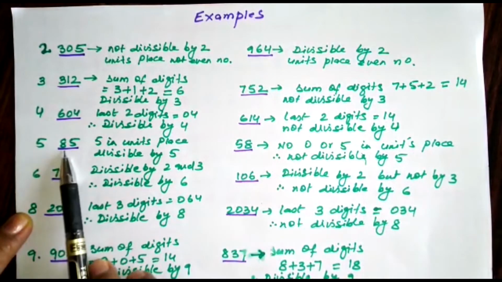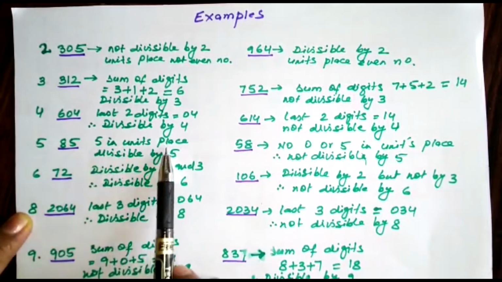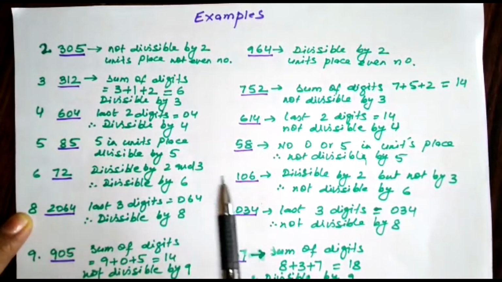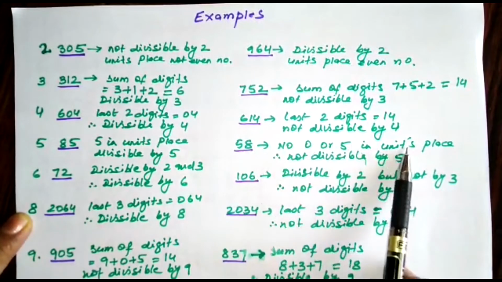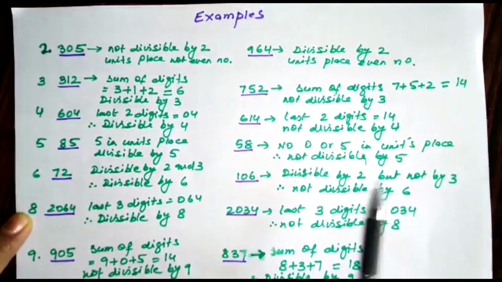We have to check whether 85 is divisible by 5. It has 5 in units place, so it is divisible by 5. 58, it has 8 in units place. For the number to be divisible by 5, it should have 0 or 5 in units place. Therefore, it is not divisible by 5.